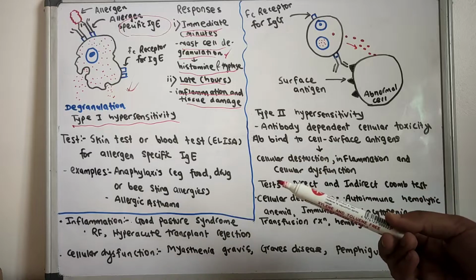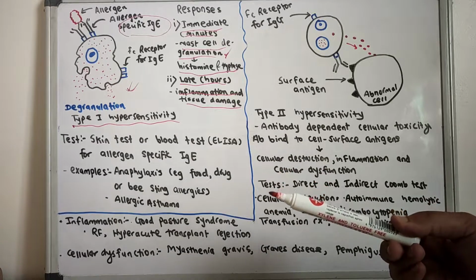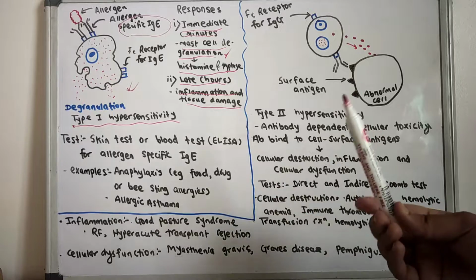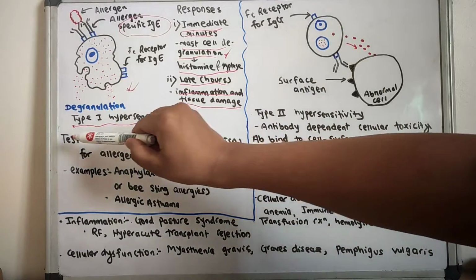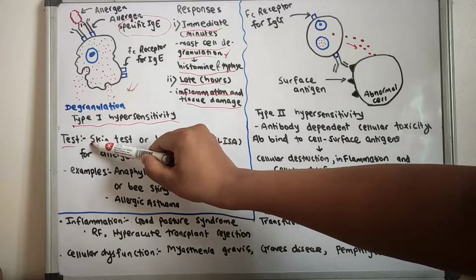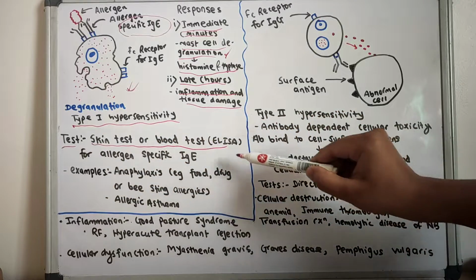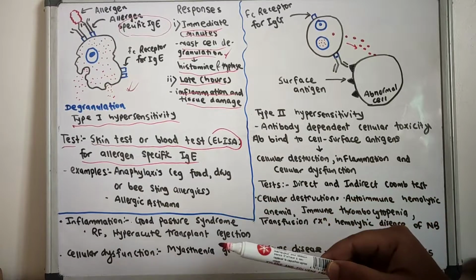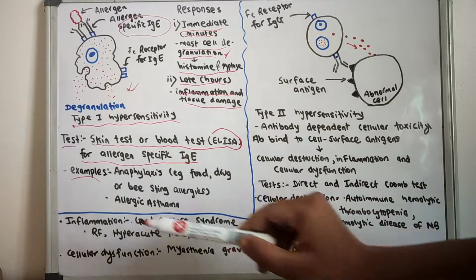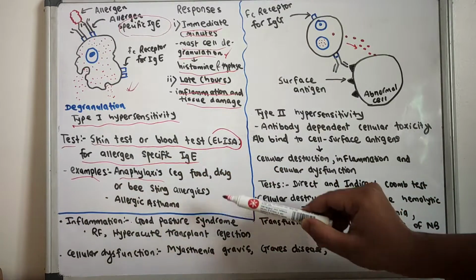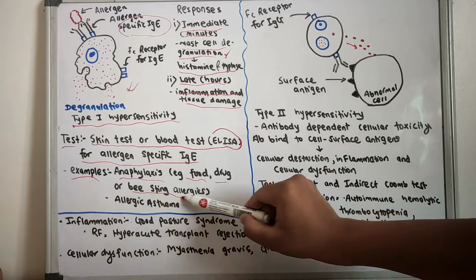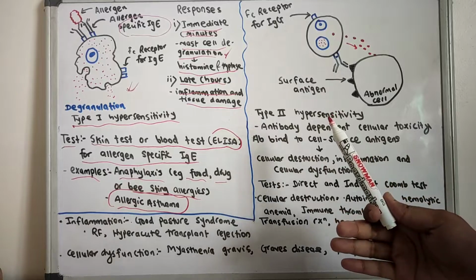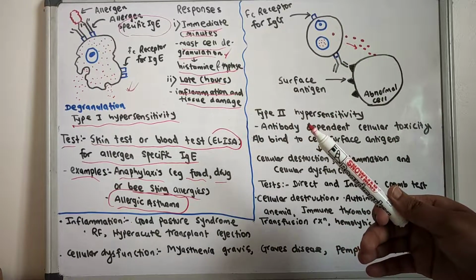So the type 1 reaction is fast. It can cause anaphylaxis, and it is the first type. The test for type 1 hypersensitivity is the skin test or blood test. ELISA is available for allergen specific IgE. Some examples of type 1 hypersensitivity reactions are anaphylaxis, for example food, drug or bee sting allergies, and allergic asthma also comes under type 1 hypersensitivity reaction.